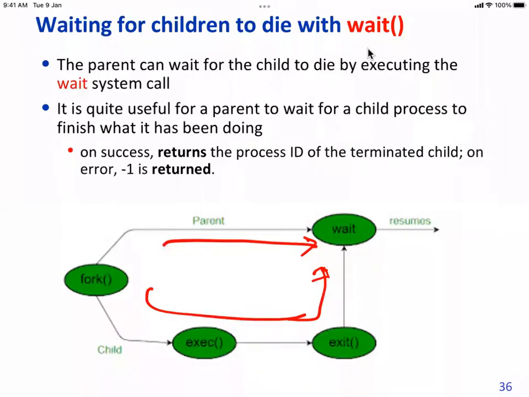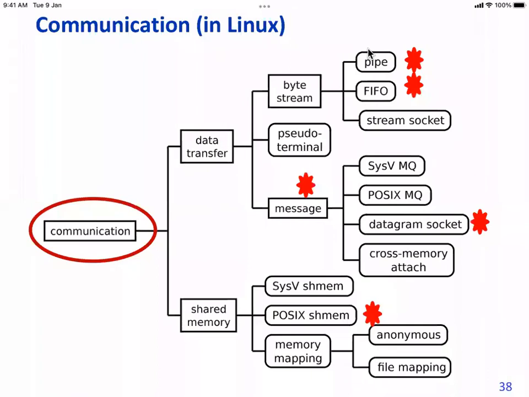Then we have seen IPC, because multiple processes in isolation mean very little, so processes need to communicate with each other. We have seen the following methods: pipe, we have looked at FIFO, of course socket at the end, and then shared memory.